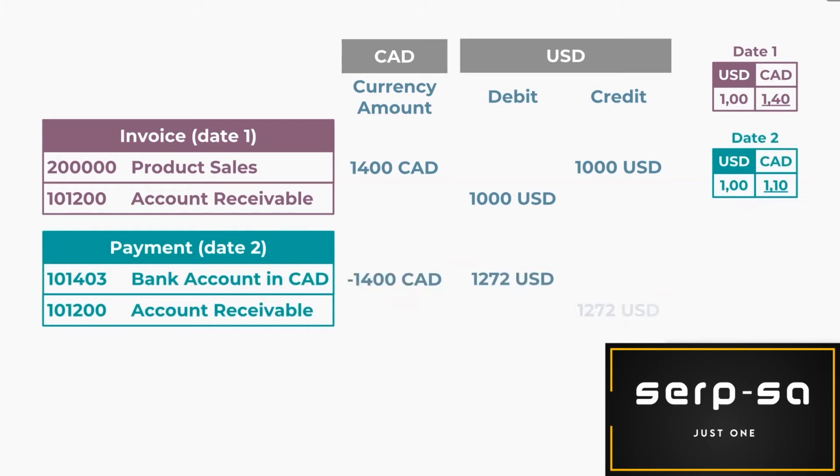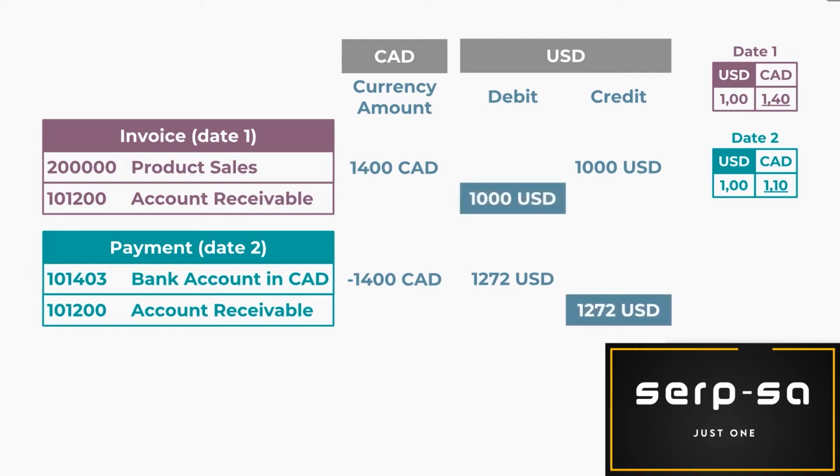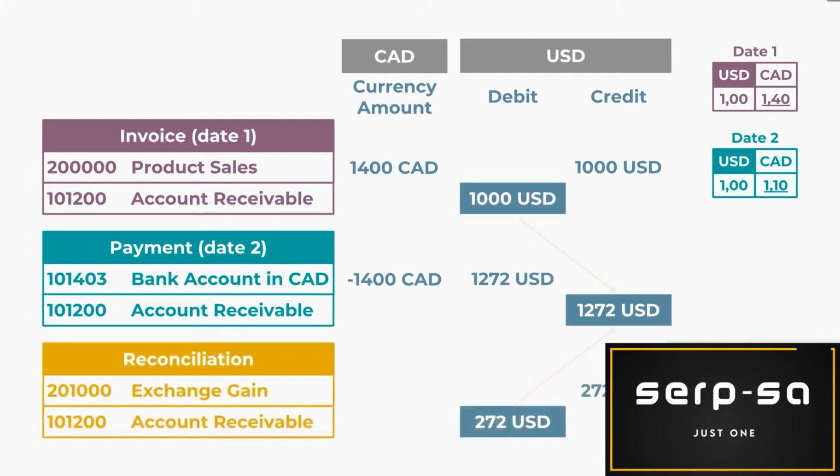Our customer then paid us the 1,400 Canadian dollars on another date with a different exchange rate. On this new journal entry, the 1,400 is worth 1,272 US dollars, and Odoo moved them from the bank account to the account receivable account. When we reconcile these two, we realize that the balance is not equal to 0. In this case, the exchange rate was to our advantage, and the gain was added to our exchange gain account. And in counterpart, the same amount was removed from the account receivable. With this, the balance is, at last, equal to 0.